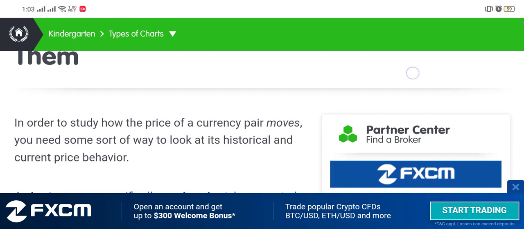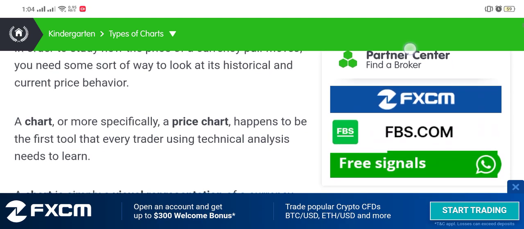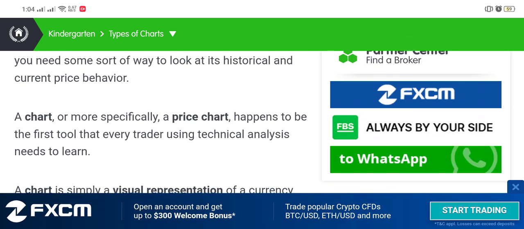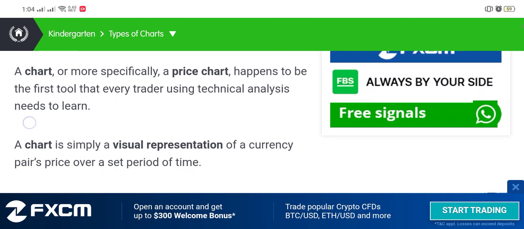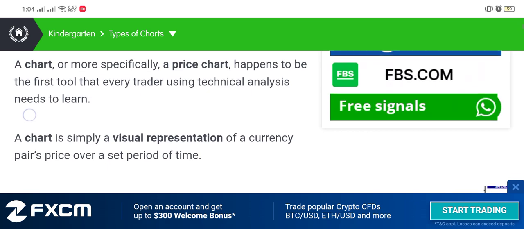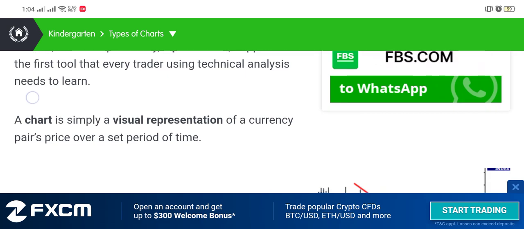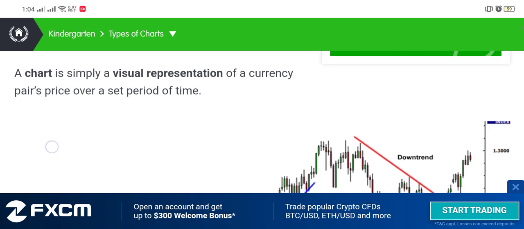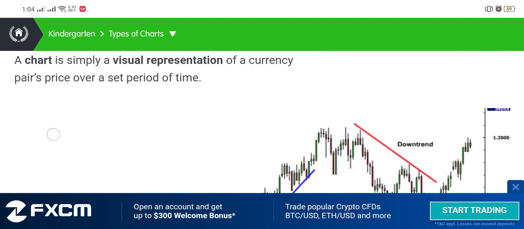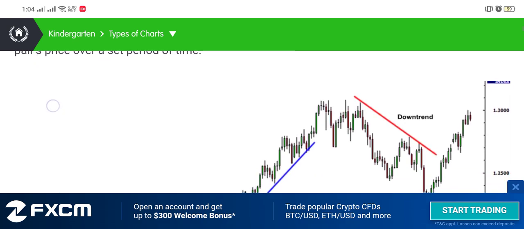In order to study how the price of currency pairs move, you need some sort of way to look at its historical and current price behavior. A price chart happens to be the first tool that every trader using technical analysis needs to learn. A chart is simply a visual representation of a currency pair's price over a set period of time.